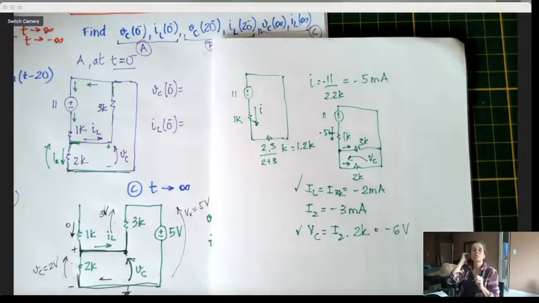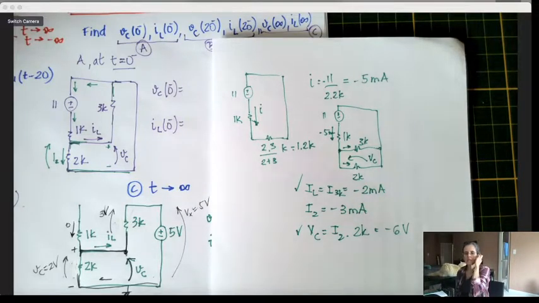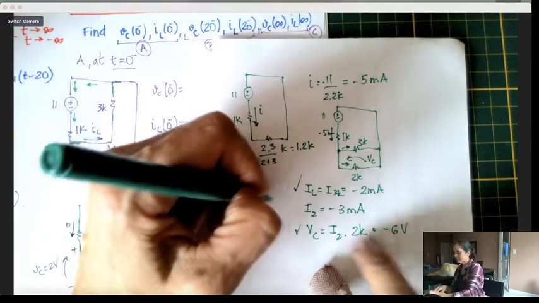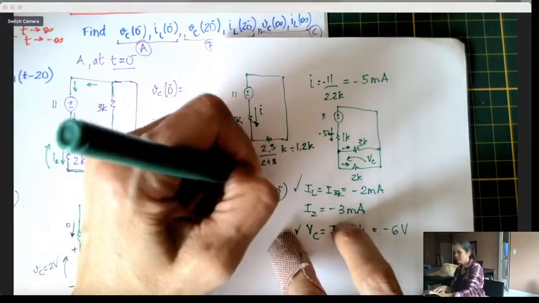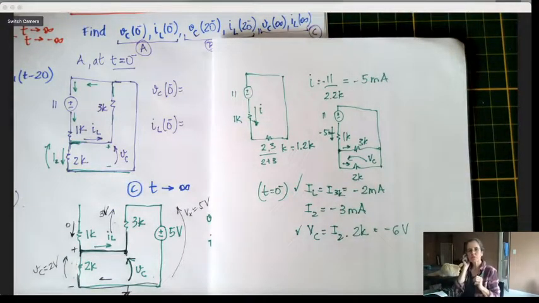So these are the two numbers I was looking for in class today, and I know a lot of people tried nodal and mesh. I feel like nodal and mesh would take much longer than this, but if you did do it, and it was faster than what I just did, or actually the same time that I just did, and you got the right answers, you're good to go. So this is for t equals 0 minus. Now in the next video I'm going to solve for t tending to infinity, also in steady state.